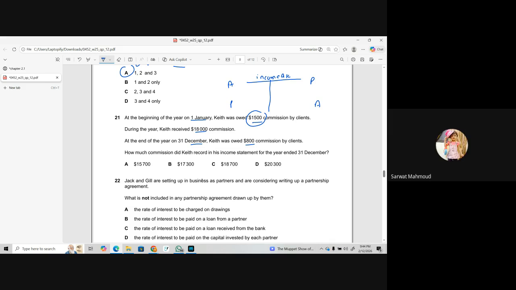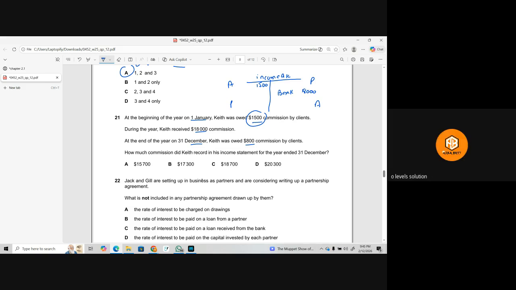Sorry, I'm saying $1,500. Is this accrued income or prepaid income for Keith? Prepaid means that you received in advance. Accrued means that you provided a service but you did not receive the money yet. So it is accrued. Let me write it here then. This is what you received. When you receive, it means that the bank has increased and the cash income increased. So here we will write the 18,000.